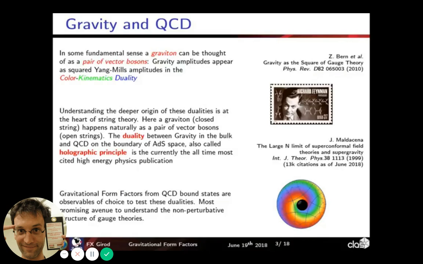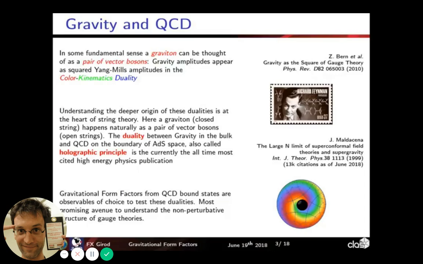There is a very fundamental sense in which a graviton can be understood as a pair of vector bosons. If you calculate amplitudes for gravity within the quantum field theory framework, you will find that they are actually the square of Yang-Mills amplitudes in the so-called color-kinematics duality. The classic reference for this is "Gravity as the square of gauge theory," which was published in 2010. And this idea is crazy enough that it might have eluded Richard Feynman. Understanding the deeper origin of this duality is, of course, at the heart of string theory.